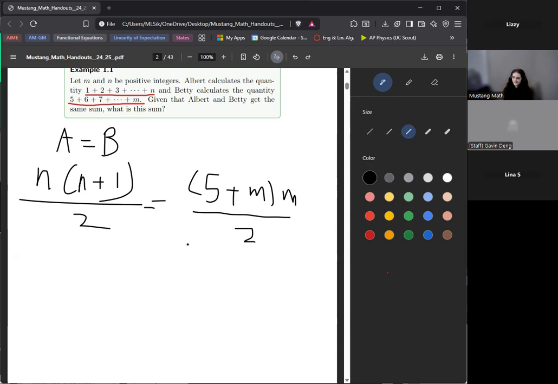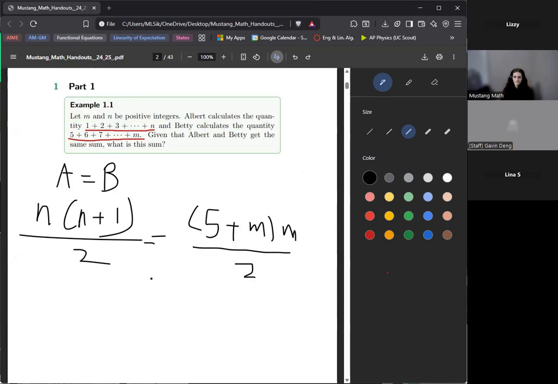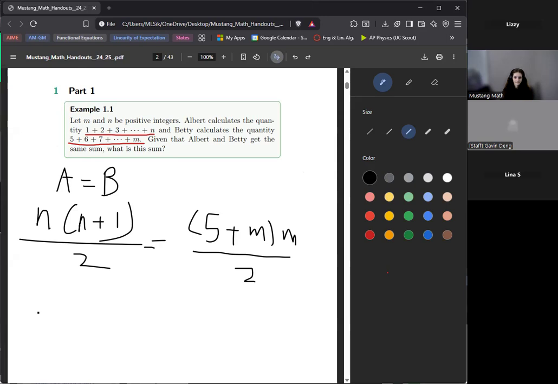If we multiply by 2 on both sides, then we know m squared plus 5m is equal to n squared plus n. And I think that now we can just try some values of m and n.